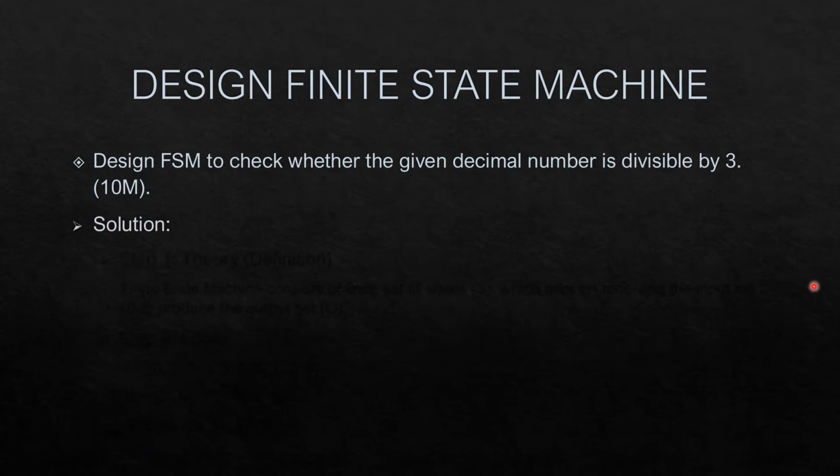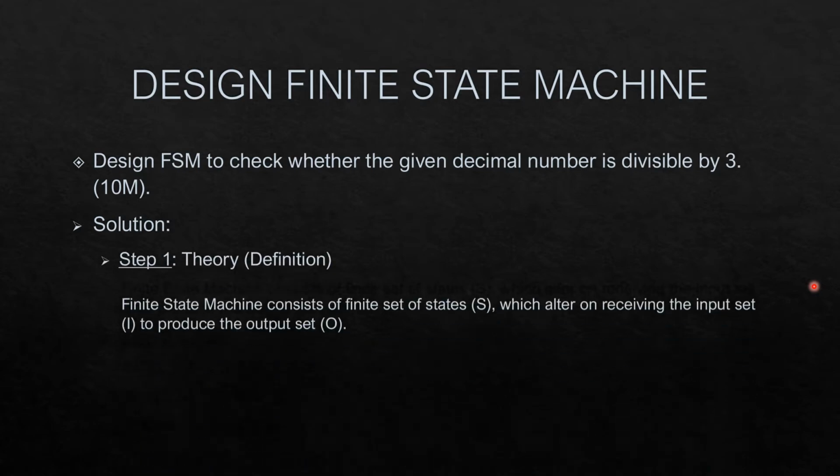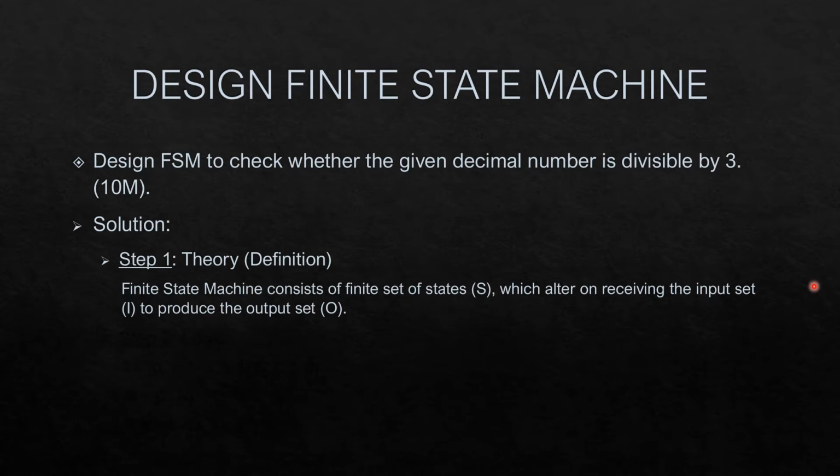Our solution will consist of 4 steps, out of which step number 1 is theory, that is the definition. So the definition says an FSM consists of a finite set of states S which alter on receiving the input set I to produce the output set O. Step number 2 is logic. In logic, we will be defining our 3 sets, that is S, I and O.